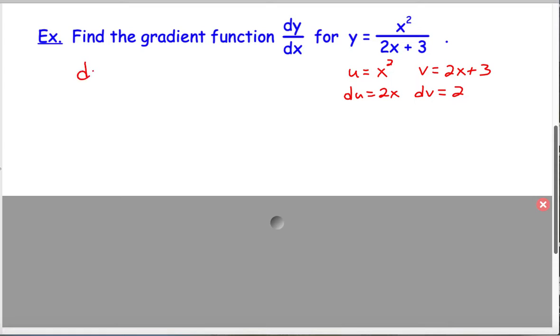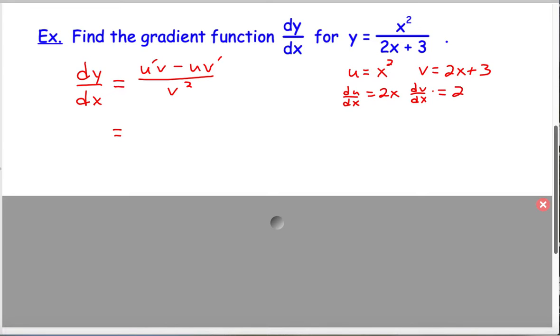So let's calculate dy dx. The rule said that it's going to be u prime times v minus u v prime over v squared. I wrote, by the way, I don't want to confuse you, we'll be coming up with that a little bit later, let's say du dx, and this will be dv dx. And the shorthand would be u prime and v prime.